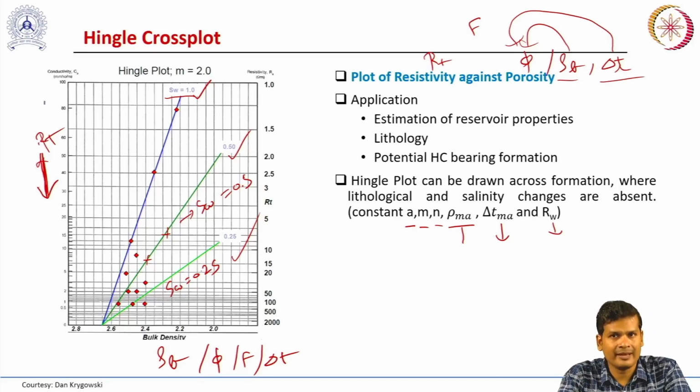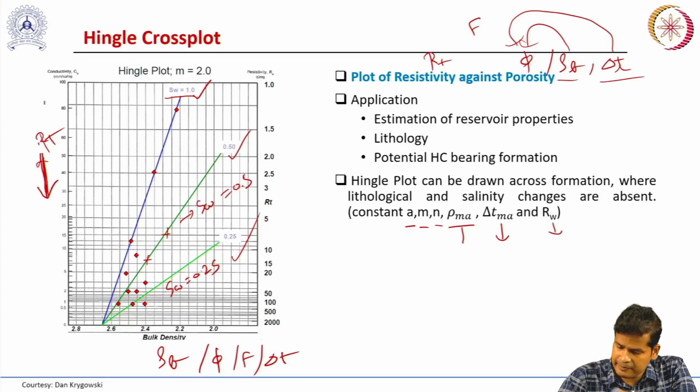So that means in a wellbore, if we have multiple layers, the same type of formation water is there, the same type of lithology is there, so that a, m, n can be constant. We have the same matrix density and the same matrix travel time. So that means the formation must be clean and liquid filled. If the matrix density is changing or shale is present, then shale correction must be applied first, and only then can the Hingle cross plot be drawn to calculate the formation water saturation.